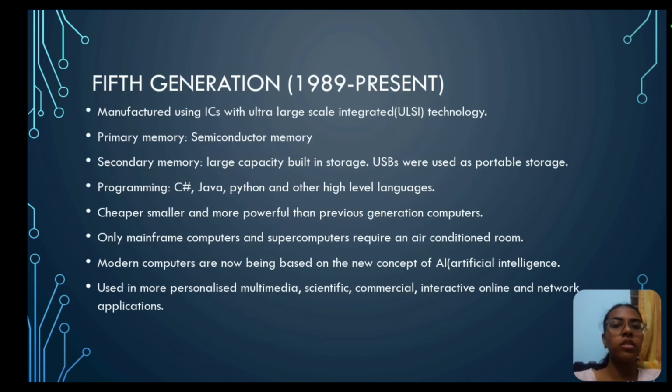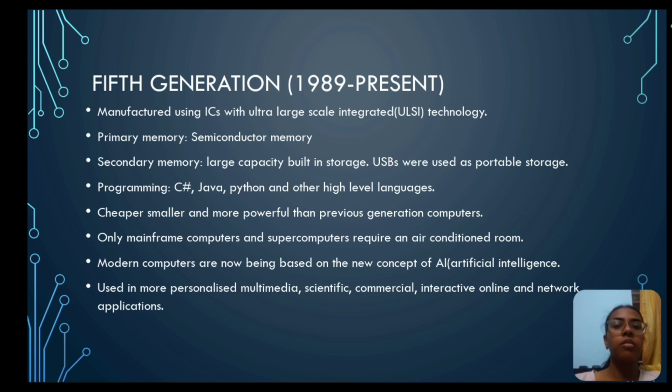Now let us talk about the fifth generation computers. Fifth generation computers are manufactured using integrated chips with ultra large scale integration or ULSI technology. Semiconductor memory is used as primary memory. Large capacity built in storage is used as secondary memory. USBs are used as portable storage. New high level programming languages such as C#, Java, Python were used for programming.